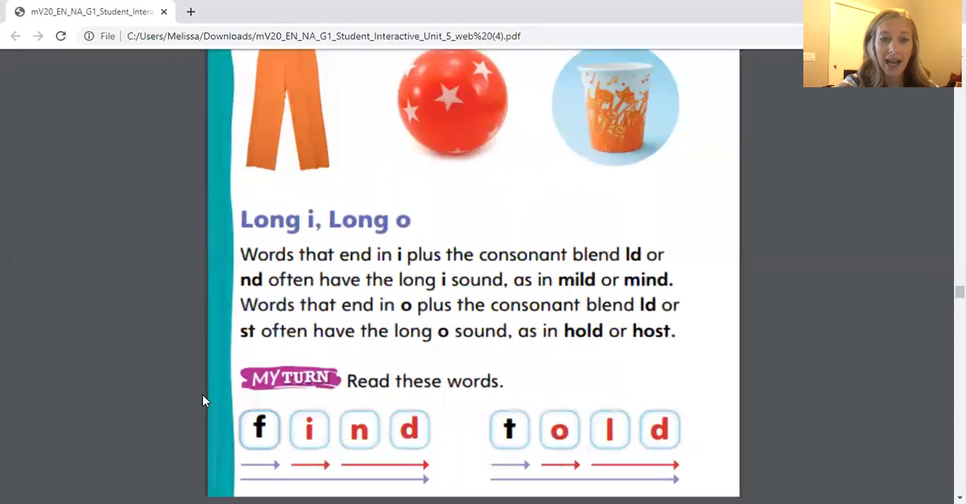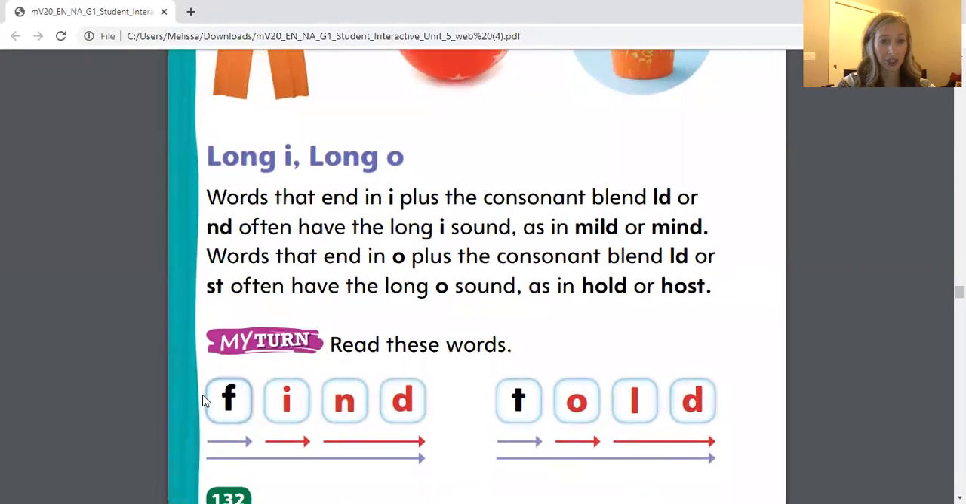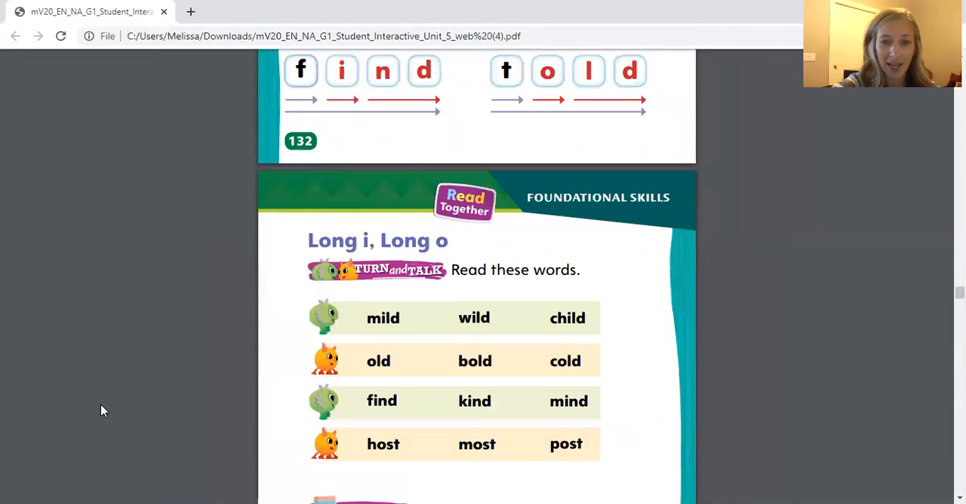Okay, so now we're going to practice reading these words. Find, the word is find, and I have that ND at the end, and that's my consonant blend, ND, and then I have the long I sound. And in this next word, I see at the end of the word that consonant blend LD, and we're going to make the long O sound, old, told. So I have the word find and the word told. All right, page 1 is finished. Let's go ahead and move on.